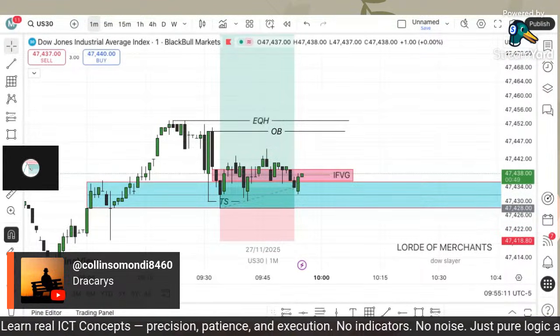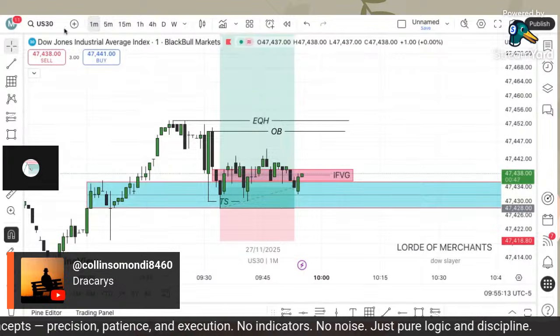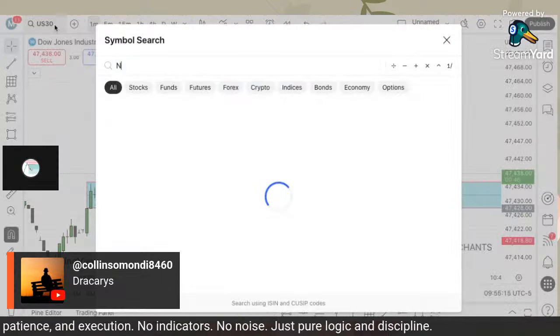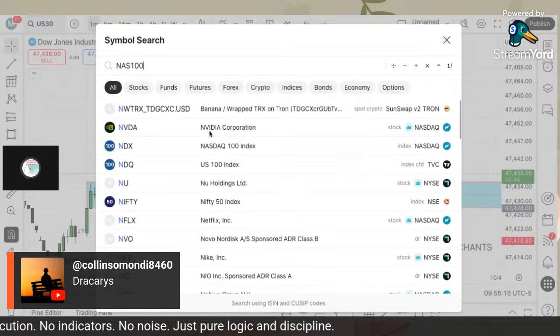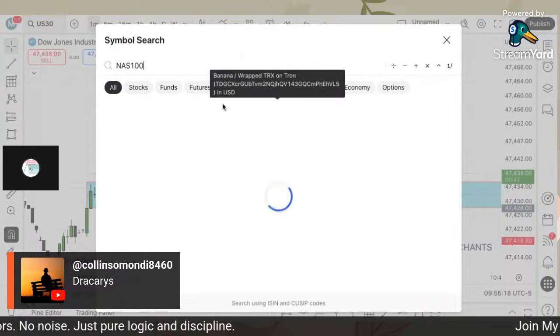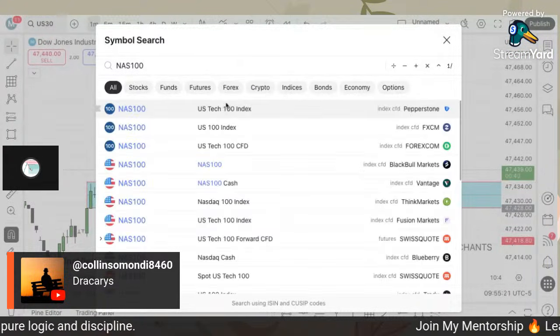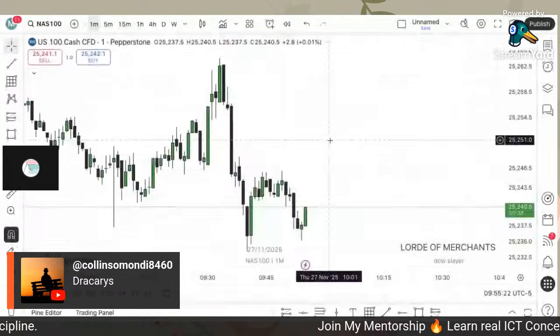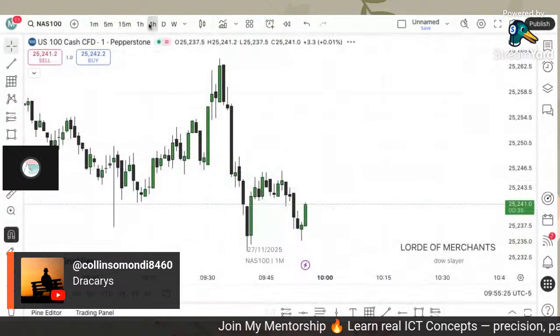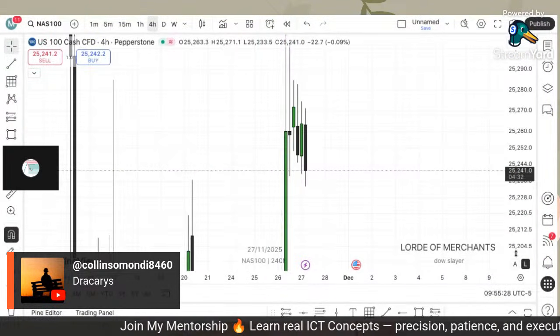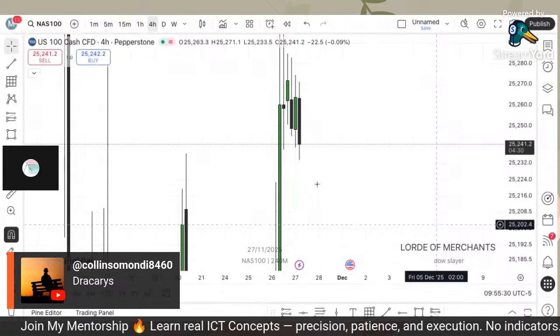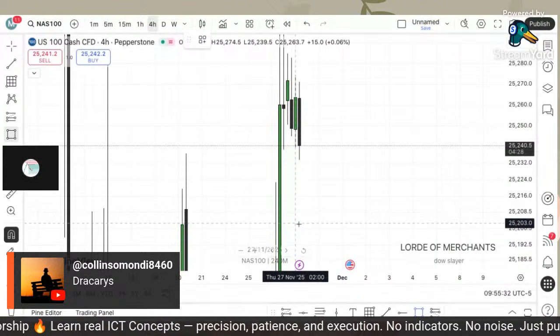Let me check what Nasdaq is doing and then I tell you. I didn't want to check Nasdaq because it was doing its own things. So I think what Nasdaq is doing, oh God. Okay, interesting. Nasdaq is from this fair value gap actually.